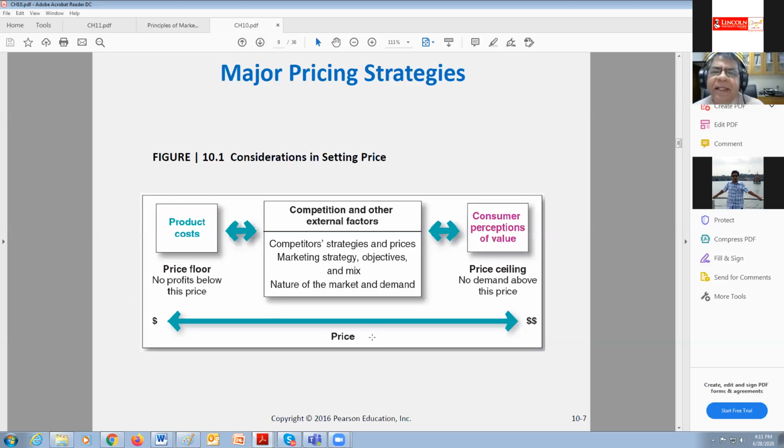Now, what is the major pricing strategy? One is the product cost, and one is the consumer perception and value. Just now you presented the Bose company, right? The Bose company, how the consumers perceive the value and what is the cost. Then you create the pricing strategy based upon that. So one is the cost of production. Another is how the consumer perceives the product. And then what are the external factors influencing?